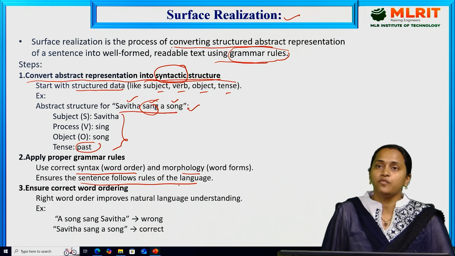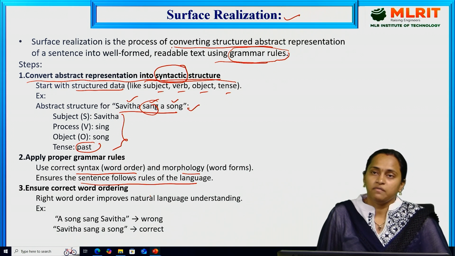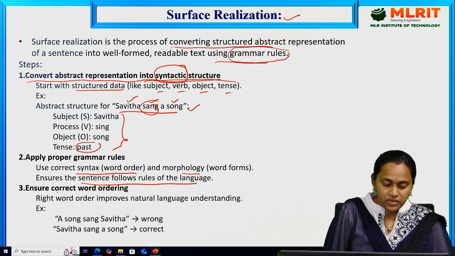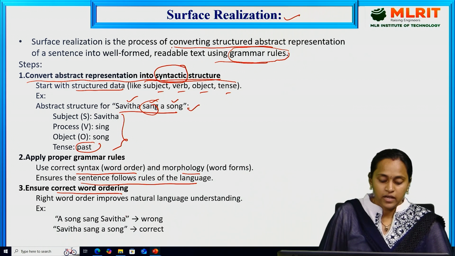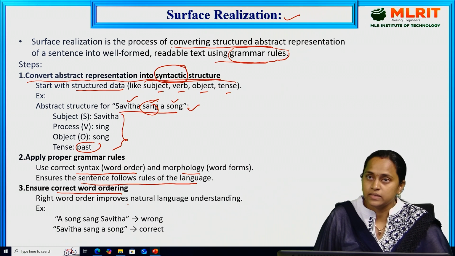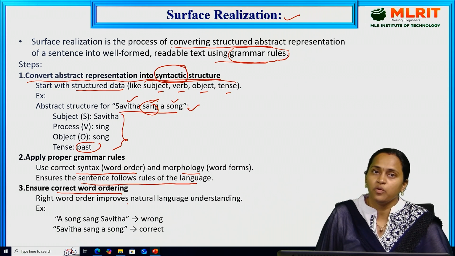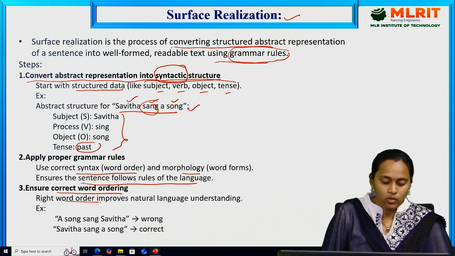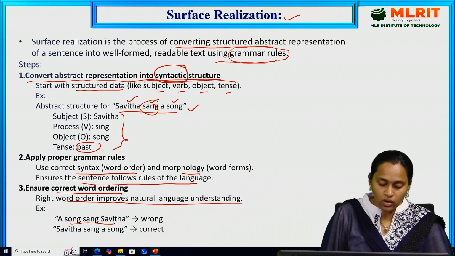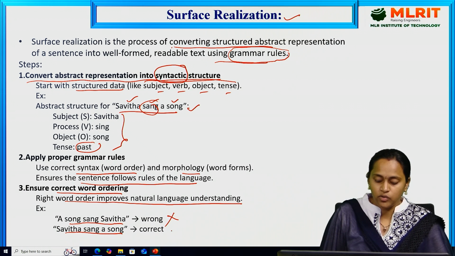So we have to follow some grammar rules for correct structure formation. Ensure that we are using the correct ordering, that means the sentence is in the correct order or not. The system will generate the sentences, but whether the order is correct, only a human will tell, right? The right order improves natural language understanding. Let's see the example: 'A sang song Savita' is the wrong sentence. 'Savita sang a song' is the correct sentence. That means we have to follow the grammar rules.